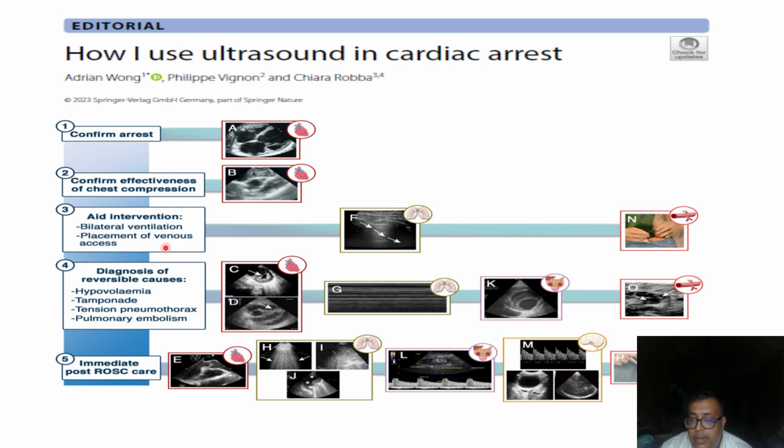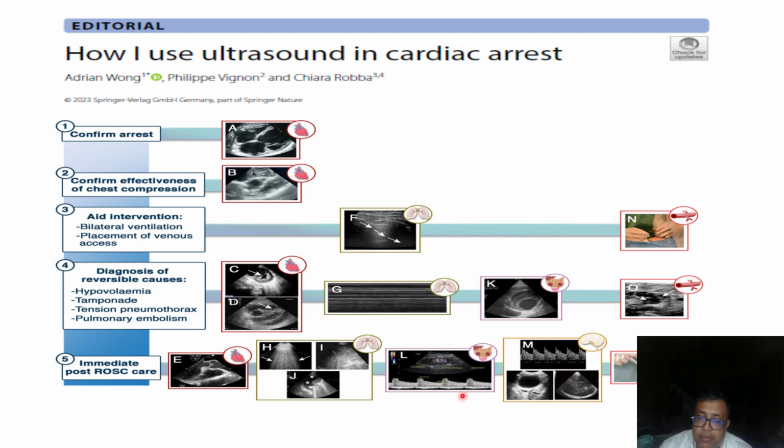Placement of venous access, that is, taking central venous access in an emergency. Reversible causes have to be ruled out, which can be helped with ultrasound. As we can see, to rule out hypovolemia, tension pneumothorax with the presence of a barcode sign, pulmonary embolism, to rule out DVT, right heart strain, immediate post-ROSC care. Again, evaluating may take help of transesophageal echo if present to rule out regional wall motion abnormalities. Again, scanning the lungs to decide about fluids, presence of pulmonary edema, presence of a consolidation or a pleural effusion or a collapsed lung.